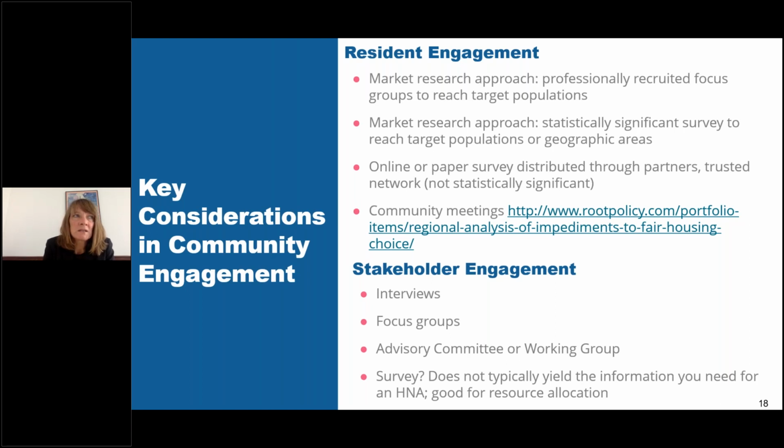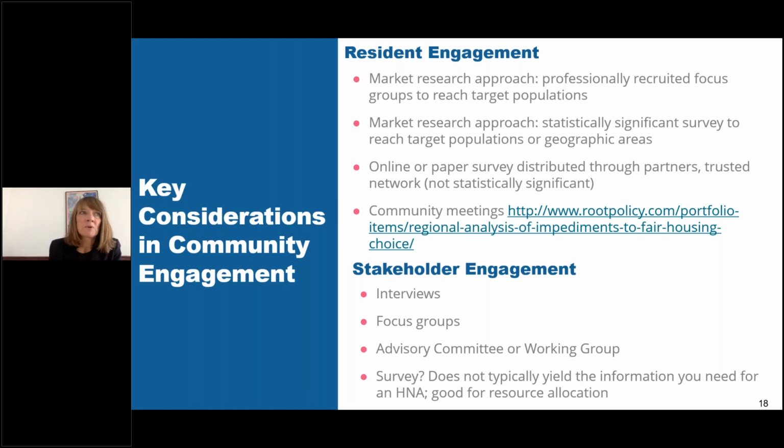For residents, there's a number of options that we typically use. I'll call the first two market research approaches. Sometimes we professionally recruit focus groups to reach target populations. We pay people for their time. We gather off-site. We ask them hard questions about their experience in finding housing. The first two we typically do without clients being present, so that people can talk really honestly about their experience.